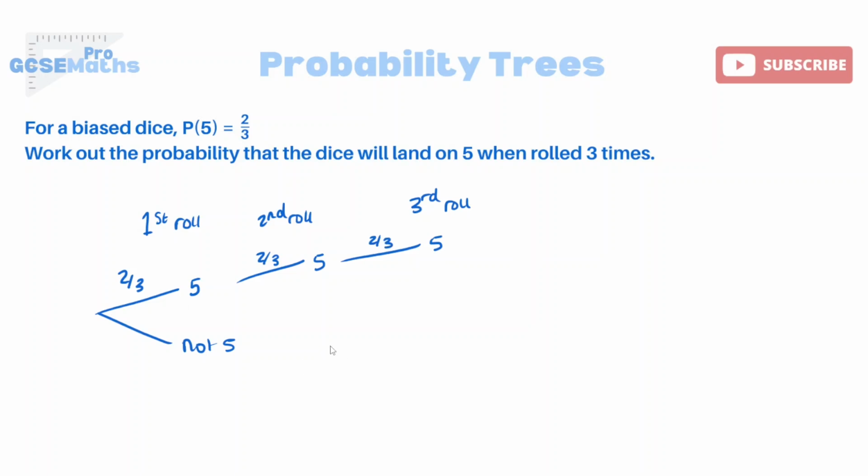And then that helps me to visualize, now I remember that with probability trees, every time between the branches I multiply. So this is just for one option, isn't it? 5, 5, and 5. That's our one option that we want to get. I'm going to do 2/3 times 2/3 times 2/3. Or, in other words, 2/3 cubed, whichever way you want to think about it, which is 8/27. And that's my answer.